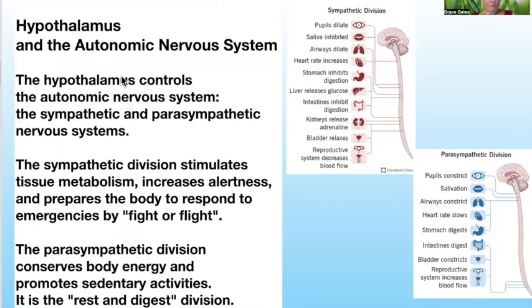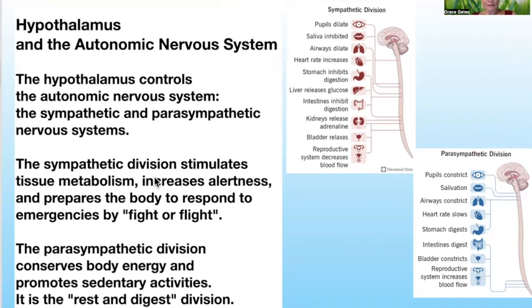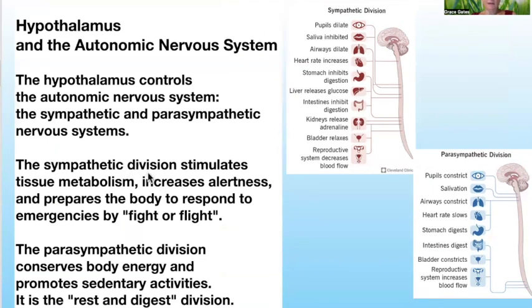So now I'm just going to break it down a little bit. That was an overview. The hypothalamus controls the autonomic nervous system, the sympathetic and parasympathetic nervous systems, which we talked about a little bit in class. The sympathetic division stimulates tissue metabolism, increases alertness, and prepares the body to respond to emergencies by fight or flight. The parasympathetic division conserves body energy and promotes sedentary activities, and it's called the rest and digest division.